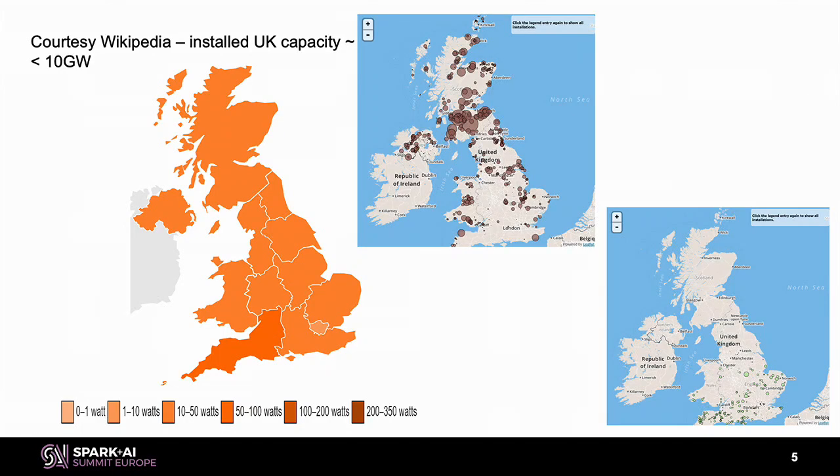This is a map of what the installed capacity looks like. So you can see that in the West Country we can expect quite a lot of solar irradiance and production in wattage. But realistically, even though the government has got very high targets for this in the UK, it's nowhere near the level of installed capacity as wind.